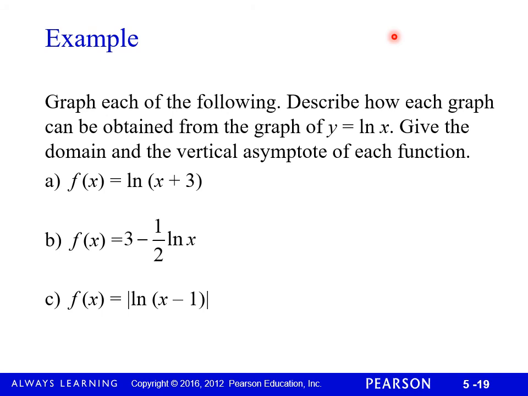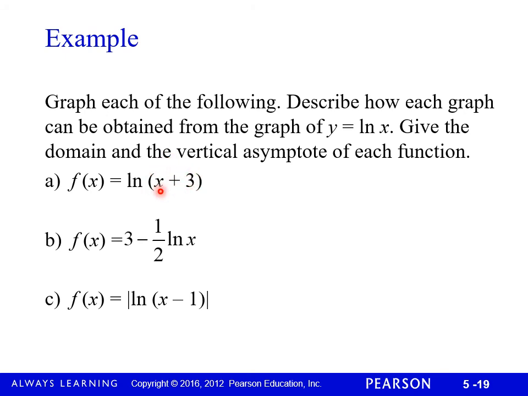Graph each of the following. Describe how each graph can be obtained from the graph of the natural log of x. So what we're looking at here is translations. It says give the domain and the vertical asymptote of each. Okay. Before we start, I want you to notice this: x plus 3, the natural log of x plus 3.